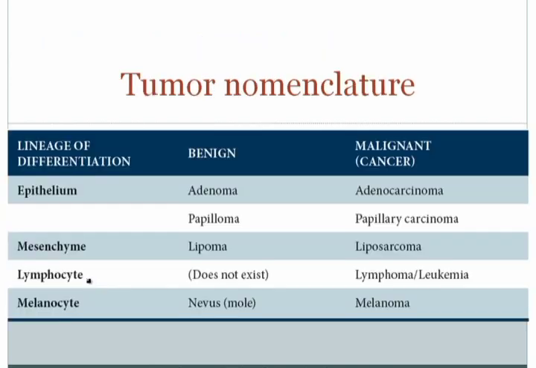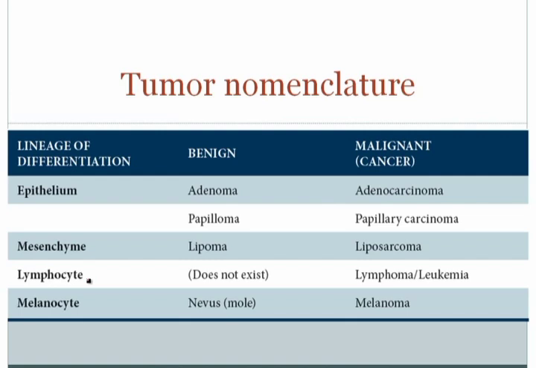Now if we go a step further, given that we understand that tumors can be benign or malignant, we should then understand that tumors will have particular lineages of differentiation. And the way I think about this is, you've got four major tissues within the body. You've got epithelium, which are the cells that line the surface of the body. So they line the skin, they line the gut, they line the esophagus, they line the urogenital tract. All right, those are epithelial cells.